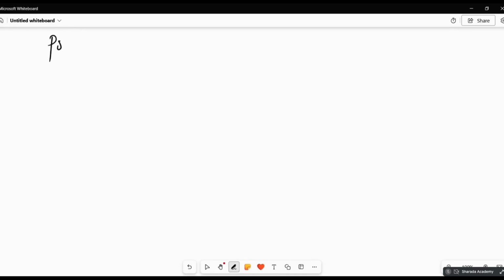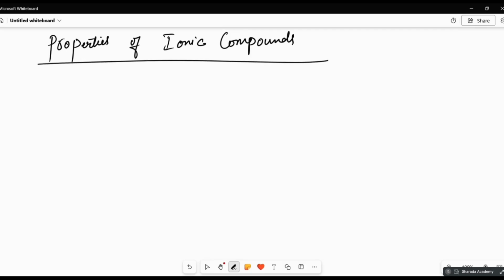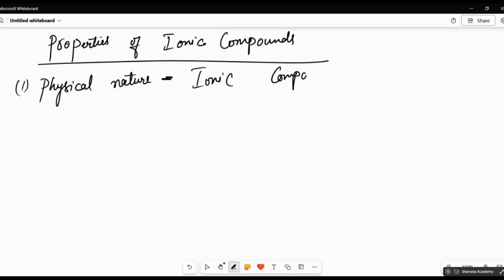Write down the properties of ionic compounds. Physical nature. Write down this fast.